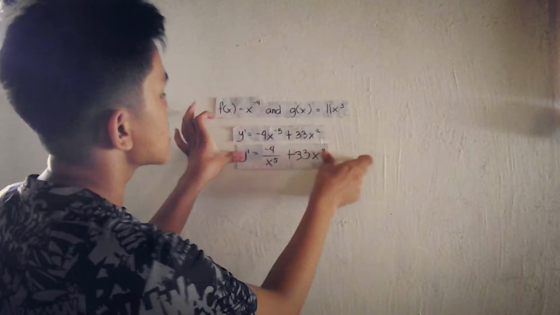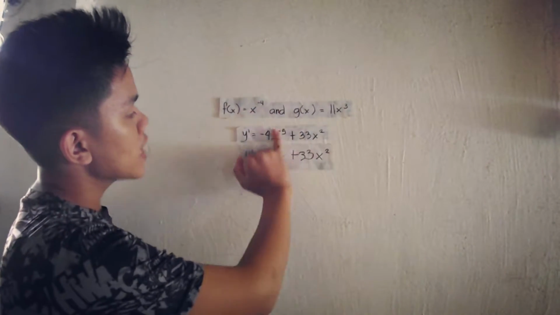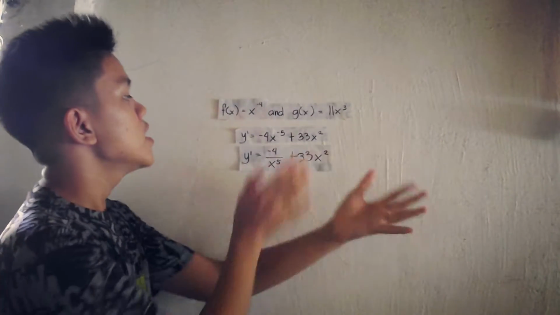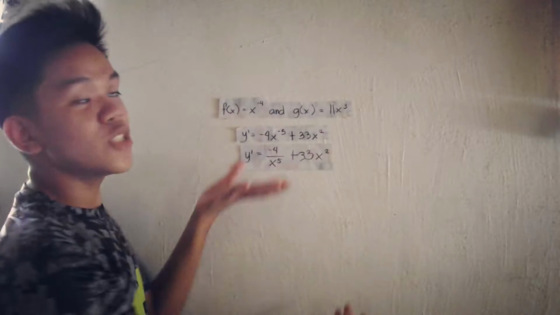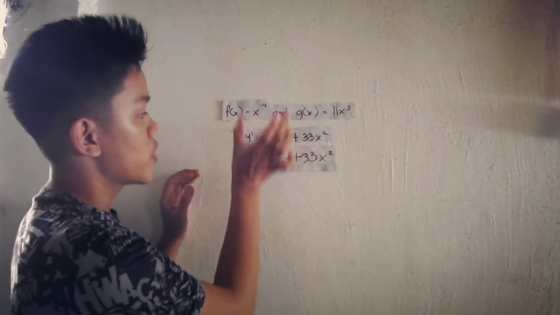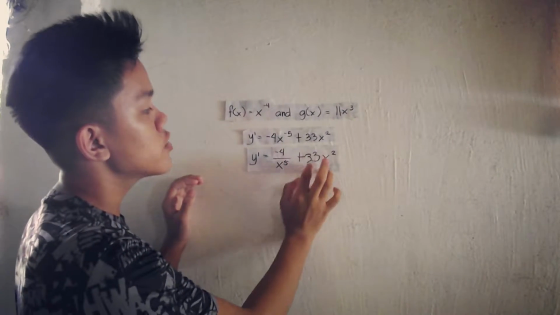This would be the next. So how did this happen? Because the exponent is negative, we need it to become positive. We made it into a fraction form. If you simplify this, it will also result to this: negative 4 all over x raised to the power of 5 plus 33x squared.